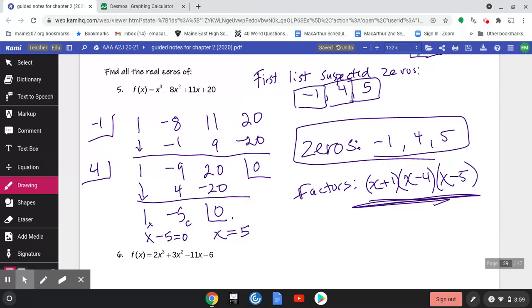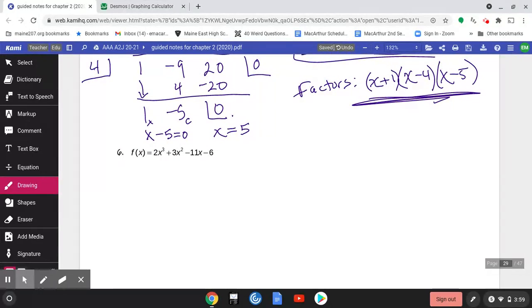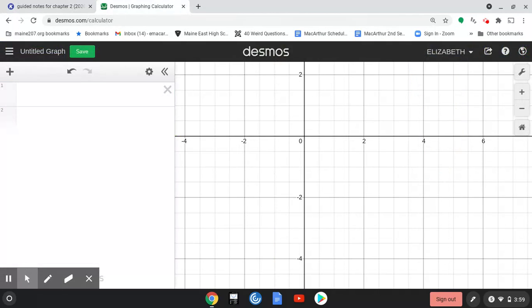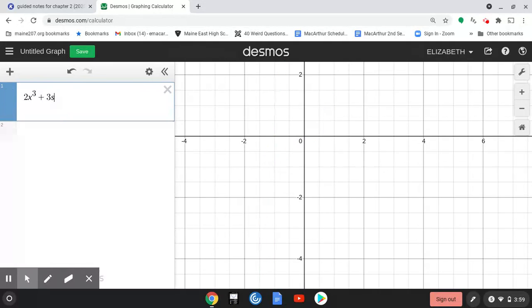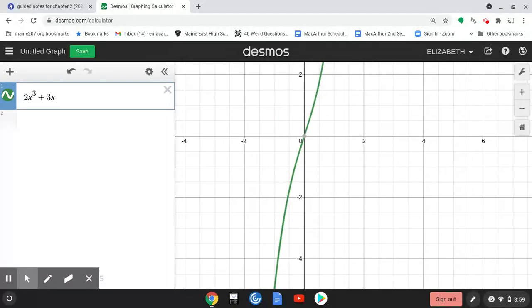Let's try question number 6. So we're going to make a spot for suspected zeros. And then I'm going to type this function into my Desmos calculator. 2x to the third plus 3x squared minus 11x minus 6.